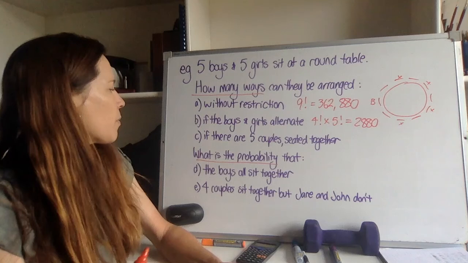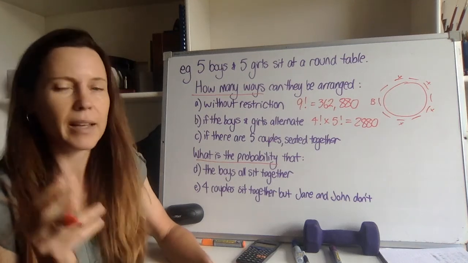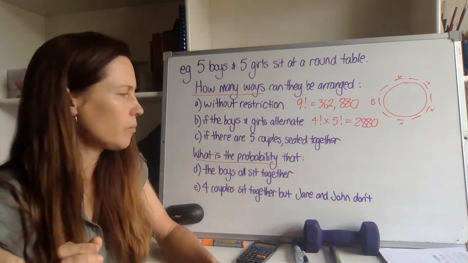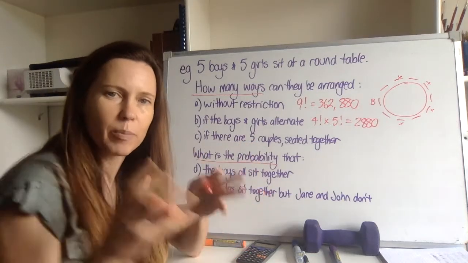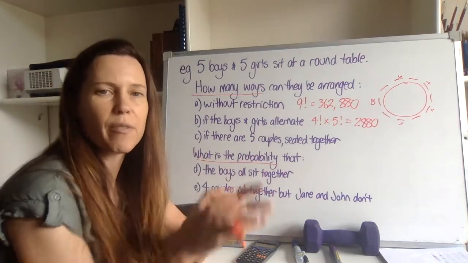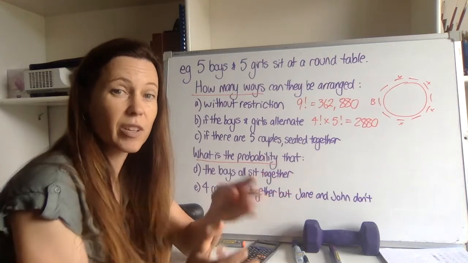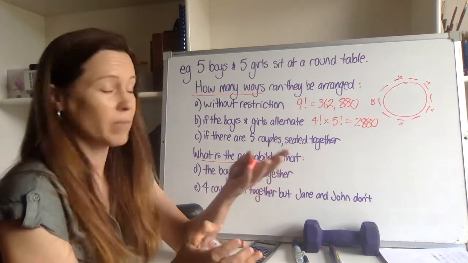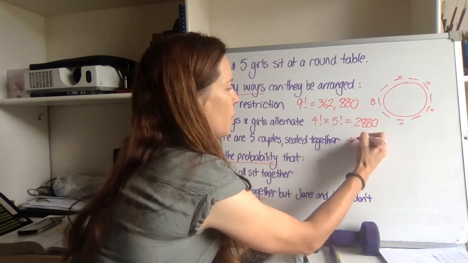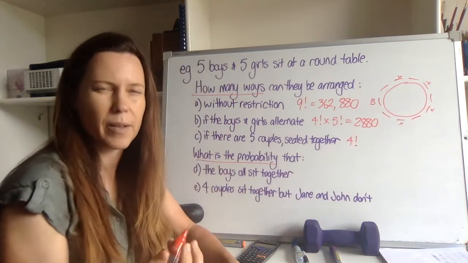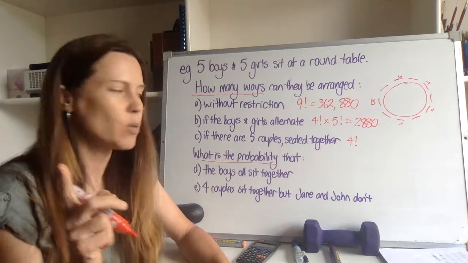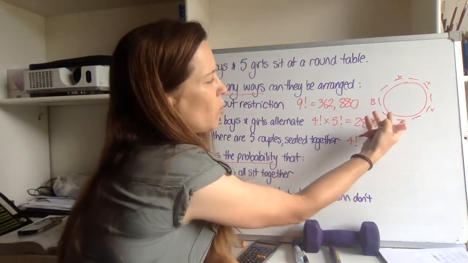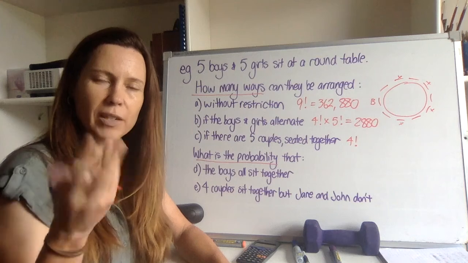How many ways can they be arranged if there are 5 couples and they're all seated together? Well, now we've only got 5 items to sit down. So if you treat each couple just as one item, then the first couple can sit anywhere. There's only 4 couples left that we need to seat. So we can do that in 4 factorial ways, imagining that it's just 5 people, not 5 couples. But each couple could be seated this way or that way, and that's going to be a different arrangement.